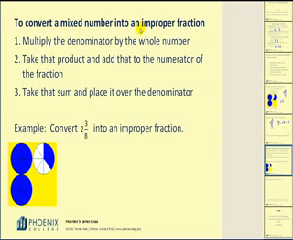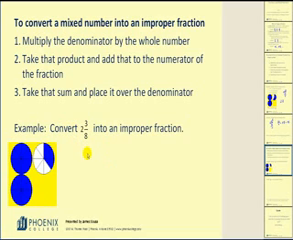Okay, now let's do the opposite. Let's convert a mixed number into an improper fraction. The procedures are: multiply the denominator by the whole number, take that product and add that to the numerator of the fraction, take that sum and place it over the denominator. Let's give that a try.